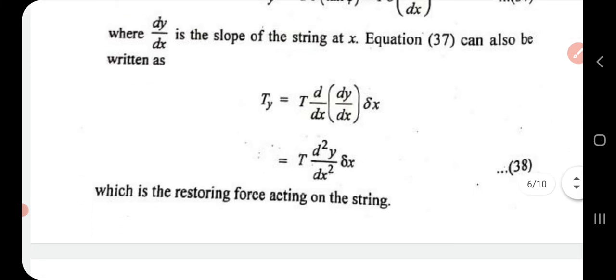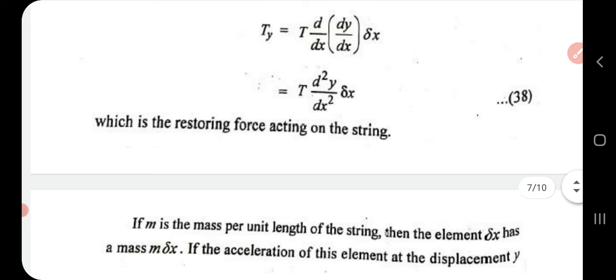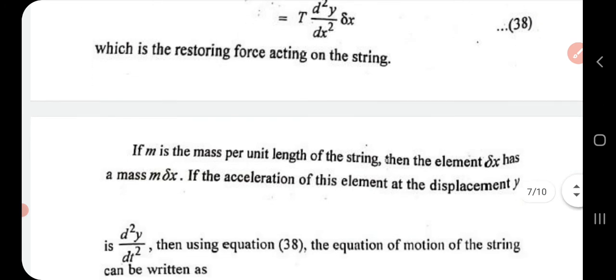So on expanding, what happens? This becomes T is equal to d square y by dx square delta x. This is nothing but the restoring force which is acting on the string. What is restoring force? A force that tries to bring back the string to its original position or equilibrium position. So equation 38 is nothing but the restoring force acting on the string.